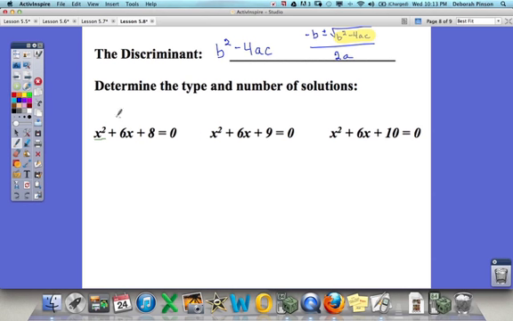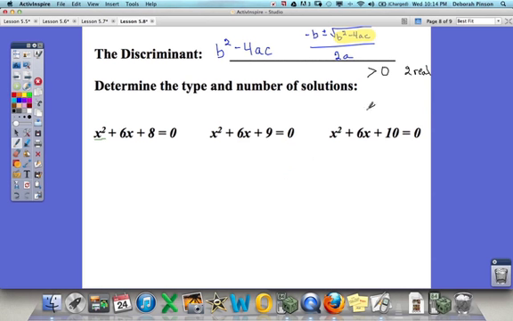Now I want you to think about this for a second. If your discriminant is positive, which means it's greater than 0, are your answers going to be real or imaginary? If this number is positive, your answers are going to be real, and you're going to have 2 of them. So you're going to have 2 real answers. Now you have to actually do the quadratic formula to know what they are, but you know you're going to have 2 and they're going to be real.